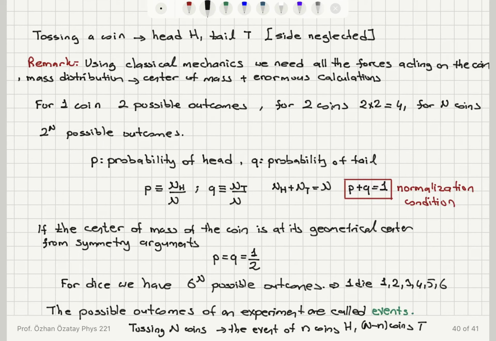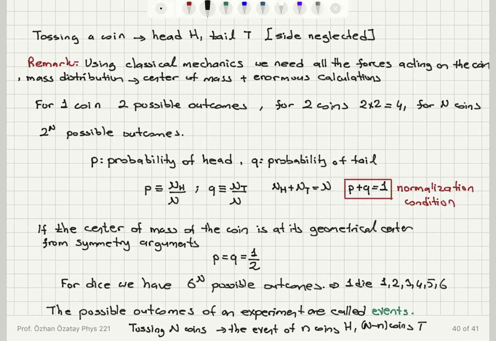For the experiment of tossing a coin, you can say if the center of mass is exactly in the middle, from symmetry arguments there shouldn't be any preference between head or tail, provided that you don't have an asymmetric force acting on this throughout the mass distribution of the coin. So you would have P and Q are 1 over 2.